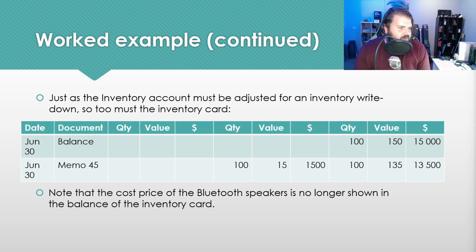So just as a note, the cost price of the Bluetooth speaker is no longer shown on the inventory card. It has disappeared. That's because we have applied the rule, and because we've got the document number there, it all links back. It's pretty straightforward. When people come and look at your inventory cards, they can go, okay, there's been a change here. I'll look for this memo. They'll see what's occurred, gives full details.